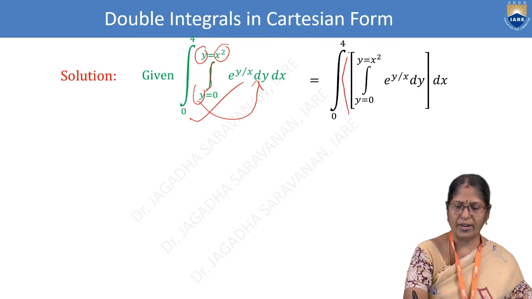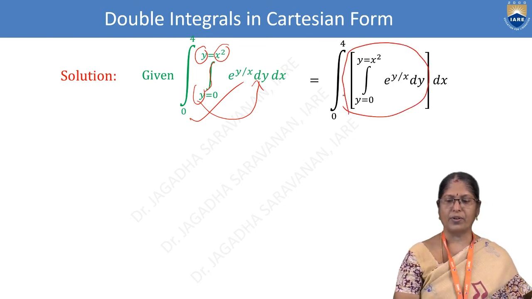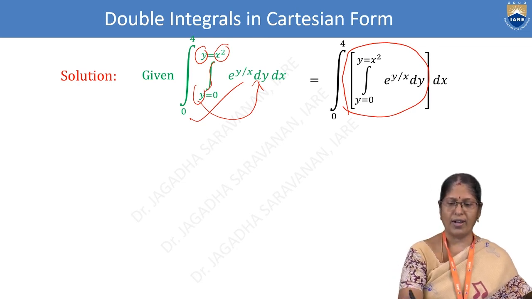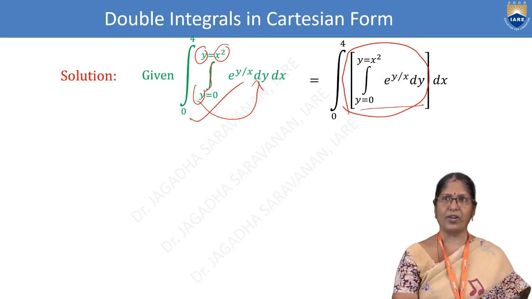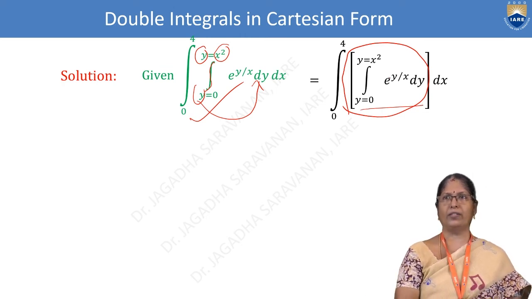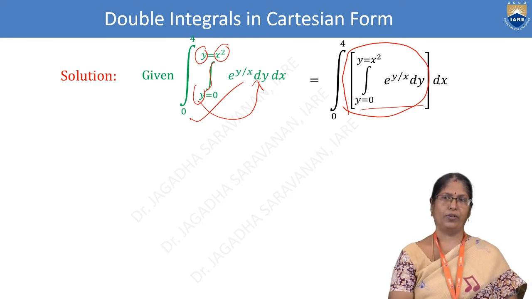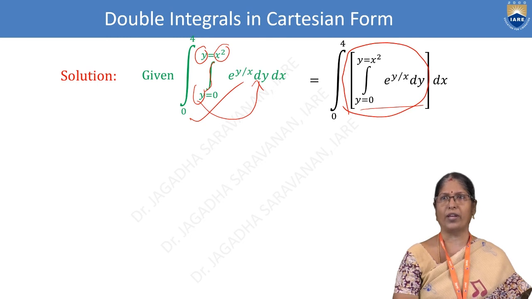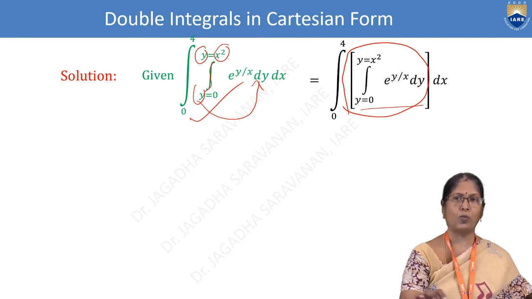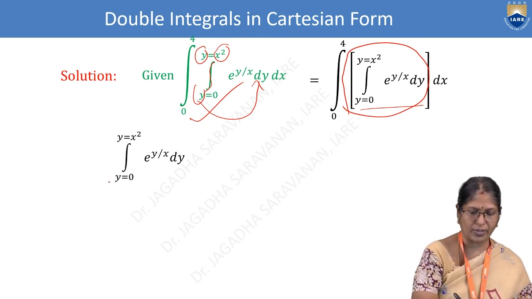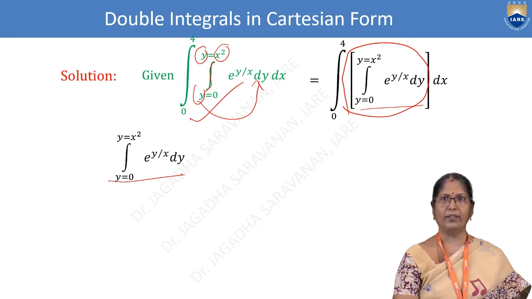So the interior integration is written separately. We are going to focus first on the interior integration. After getting the result, we are going to substitute it in the particular place. Otherwise, keeping it here also, we can do it, nothing wrong in it. To avoid careless mistakes, we are doing the interior one separately. So the interior integration is kept separately.